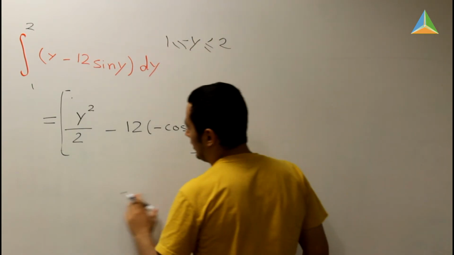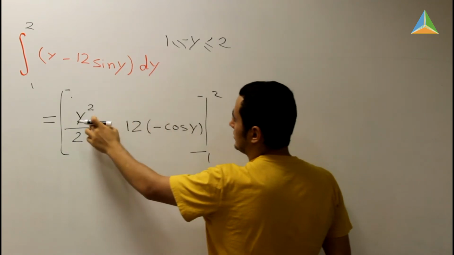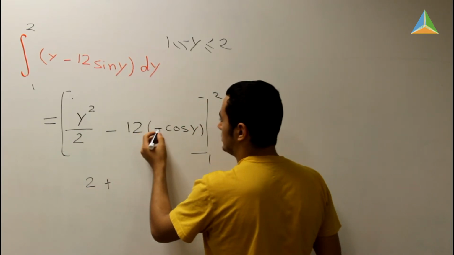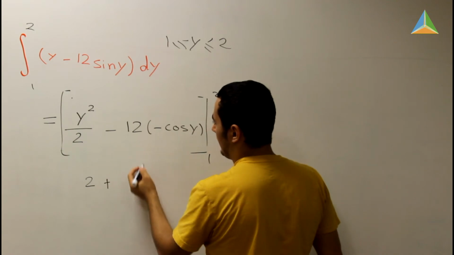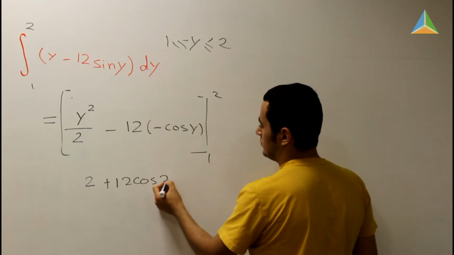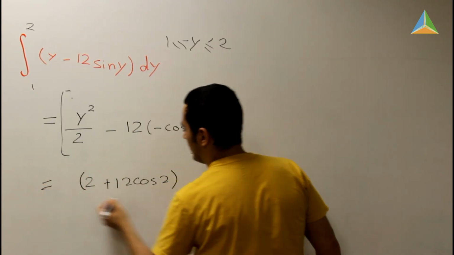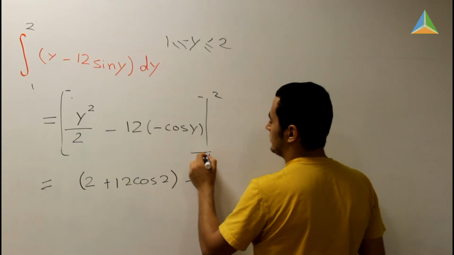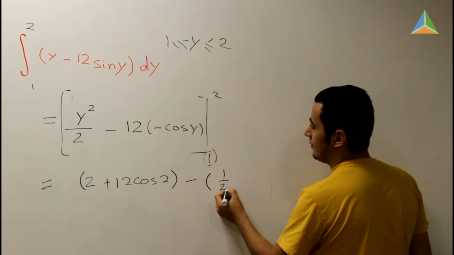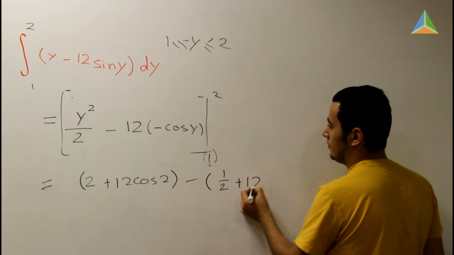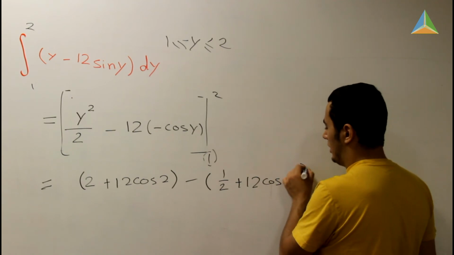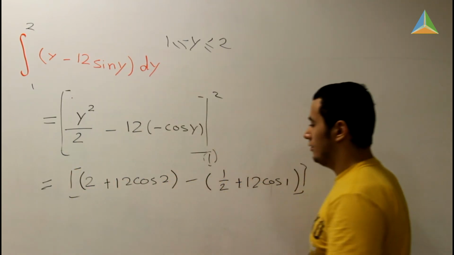So we will solve this problem, and the first thing we do is substitute 2, so it's going to be 2 minus, or it's going to be plus, because minus multiplied by minus is positive, so it's going to be plus 12 cosine 2, minus, now we substitute y equals 1, so it's going to be half minus, or plus, 12 cosine 1. So you go ahead and substitute this in your calculator and get the answer for this question.